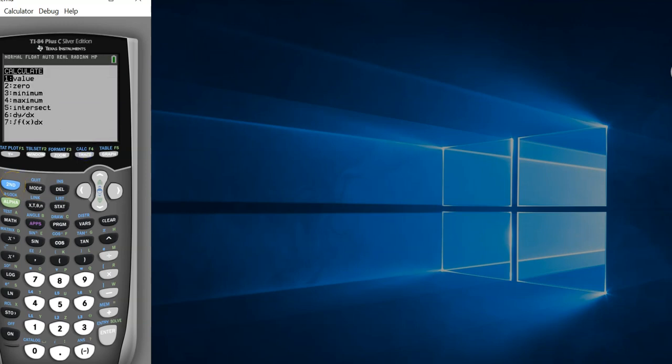So second calc, number 5 is intersect. We want to move to about the intersection point. Where am I? Too far. I can see my y values are like 40, and I want my y value to be 8. So there we go. Move to about the point of intersection, hit enter 3 times, and we get 0.333.